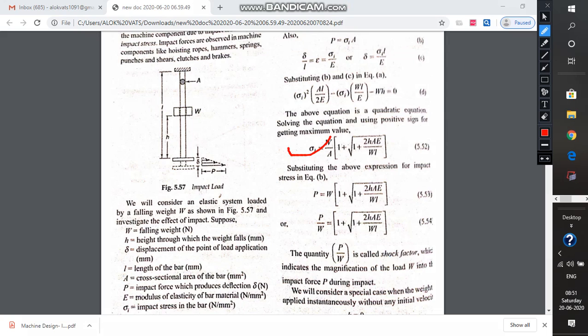And again, sigma I can be replaced by P by area, and this is P by area. Now area and area get cancelled, and we will be left with P equals W into this, and this is called the shock factor. P by W is the ratio, of course it will come on the left hand side, so this is the shock factor, and it indicates the magnitude of the load W into the impact force P during the impact.